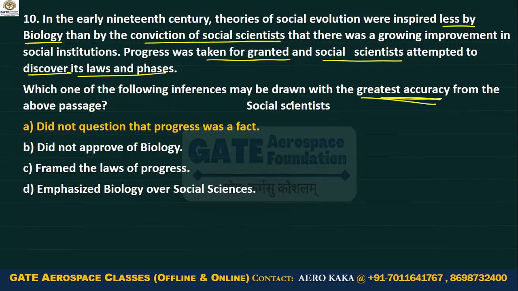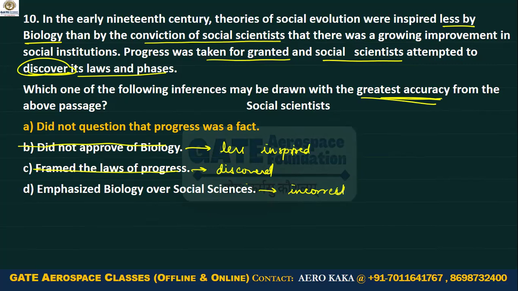And we are talking about social scientists. The first option: social scientists did not approve biology. It's not like they did not approve biology because they were less inspired, but they rejected it, it was not there. So this option is eliminated. They framed the laws of progress. No, they discovered, they did not frame. It has been given clearly that they discovered. So this is also incorrect. They emphasize biology over social science? No, this is incorrect. They actually emphasize social science over biology.